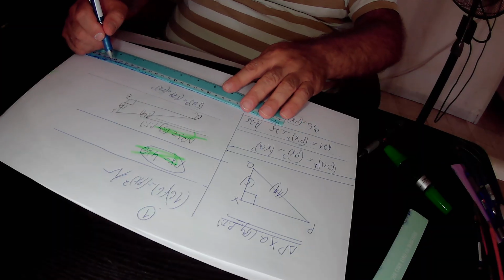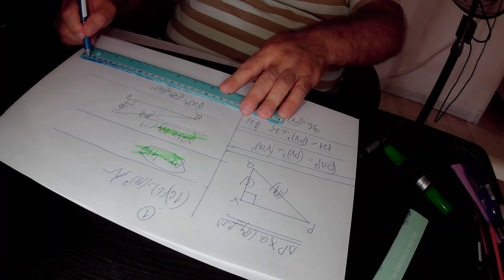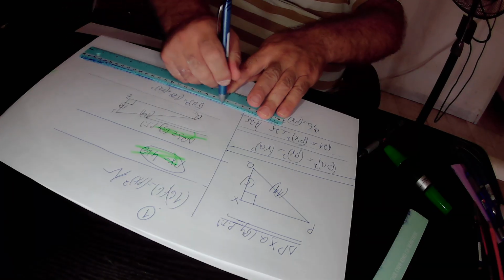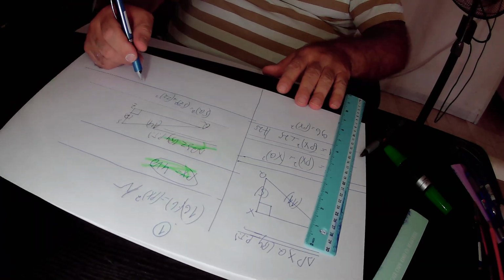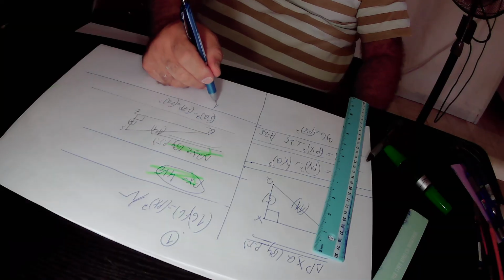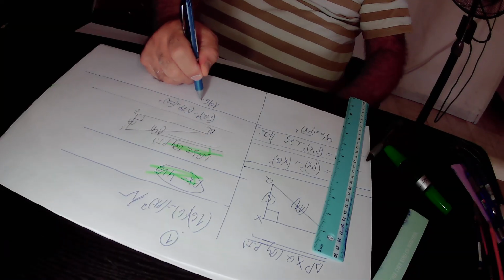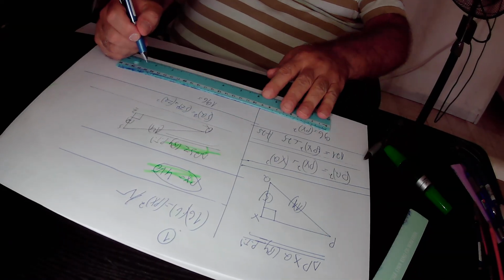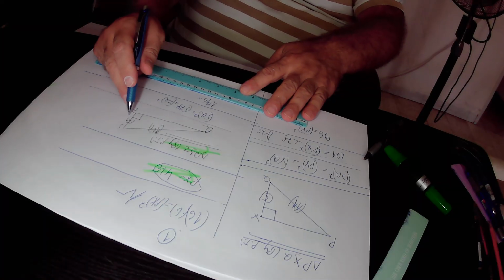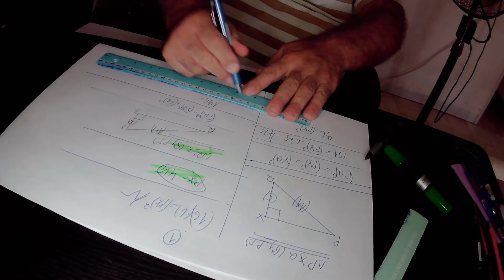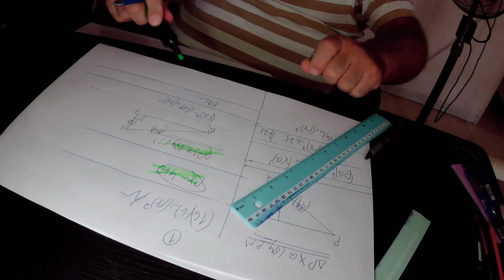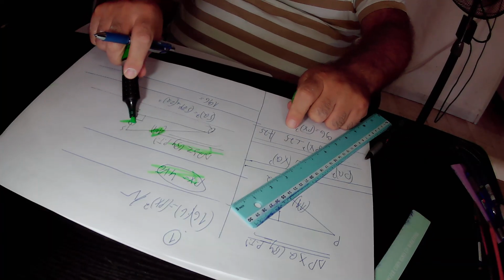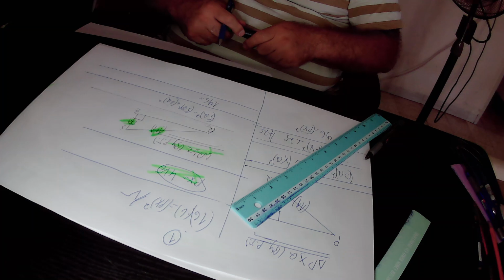The hypotenuse SQ is 14 units in length. Therefore, SQ squared is 14 squared, that is 196, and it is equal to SZ squared. SZ is 2. Therefore, SZ squared is 2 squared, that is 4.